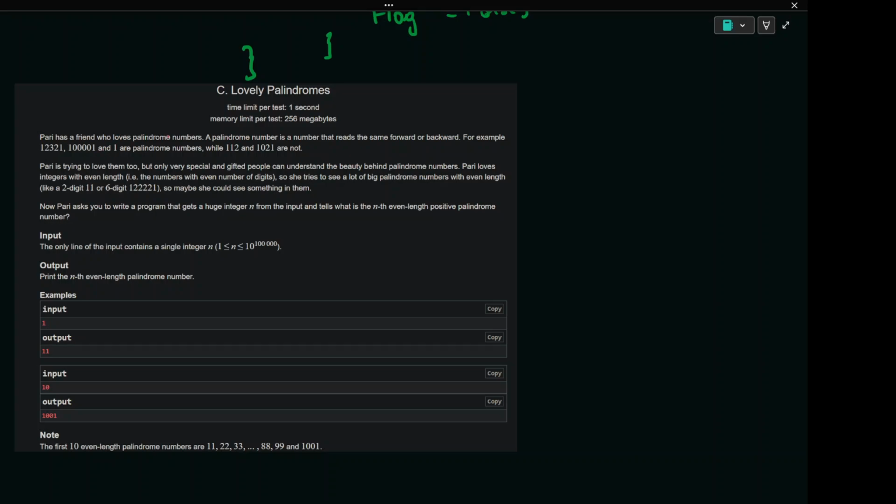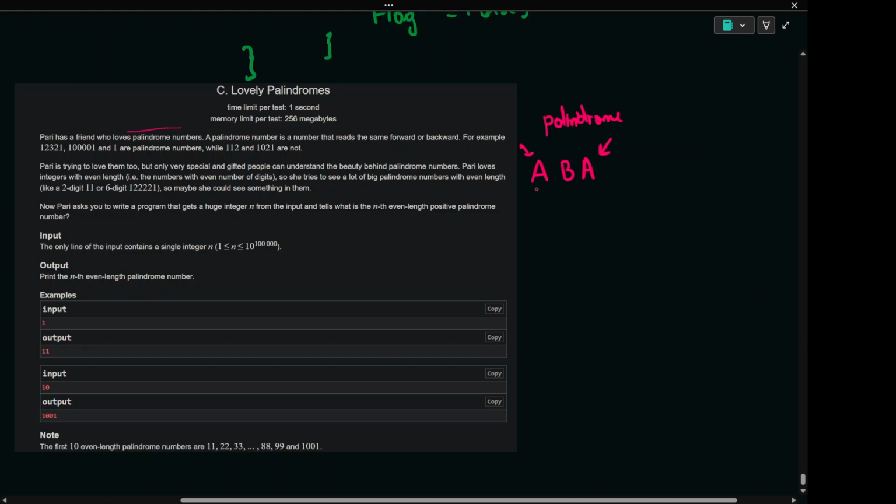Pari has a friend who loves palindrome numbers. But what is a palindrome? A palindrome is nothing but something that reads the same from front and back. If I write this from the front, it will be ABA. If I write this from the back, it will also be ABA. So that is a palindrome. What is a palindrome number? 101 is a palindrome number. 1001 is a palindrome number. 222 is a palindrome number. So these are all palindrome numbers, right?